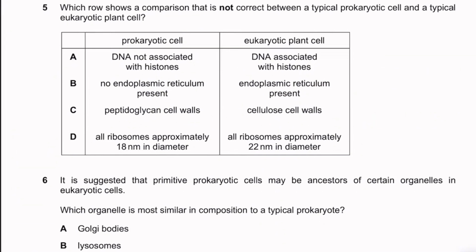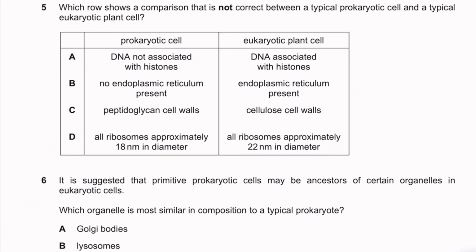Now moving on, which row shows a comparison that is not correct between a typical prokaryotic cell and a typical eukaryotic plant cell? In a prokaryotic cell, DNA is not associated with histone. That is true, so this is correct. For the eukaryotic plant cell, this is a correct comparison. And no endoplasmic reticulum, that's also a correct comparison because prokaryotic cells do not have membrane-bound organelles. Peptidoglycan cell walls and then cellulose cell walls is another correct comparison.